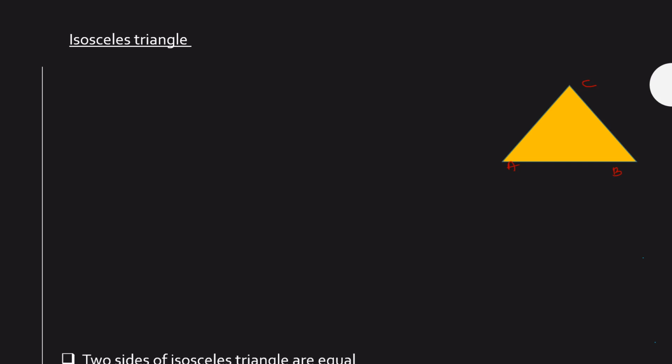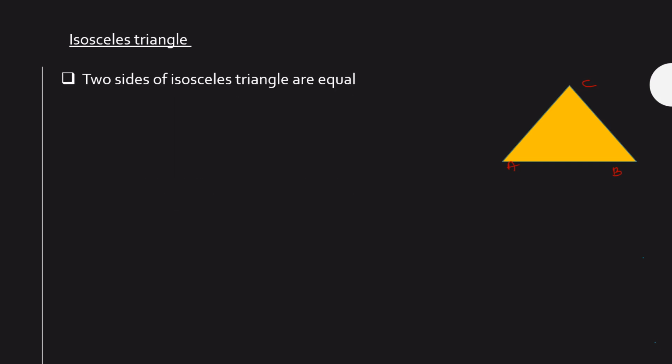So, have you drawn the isosceles triangle? It looked like this, isn't it? So, let's name this as A, B and C. Now, what is the first feature? Yes, two sides of the isosceles triangle are equal. Here, which are the two sides? Yes, AC and BC. And what is the second feature?